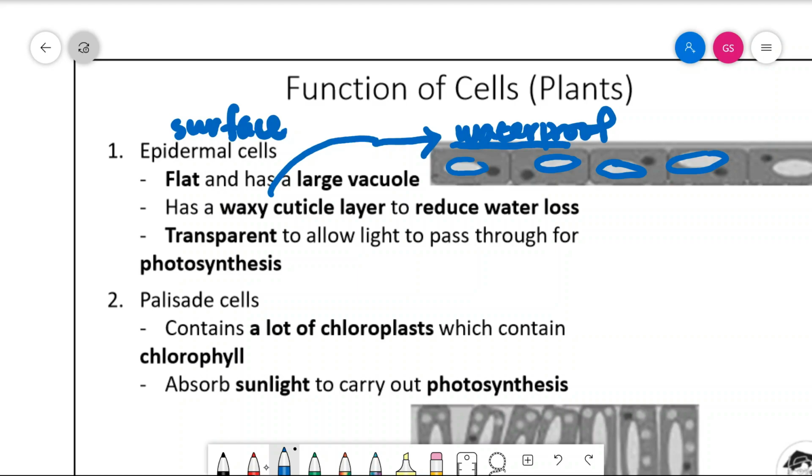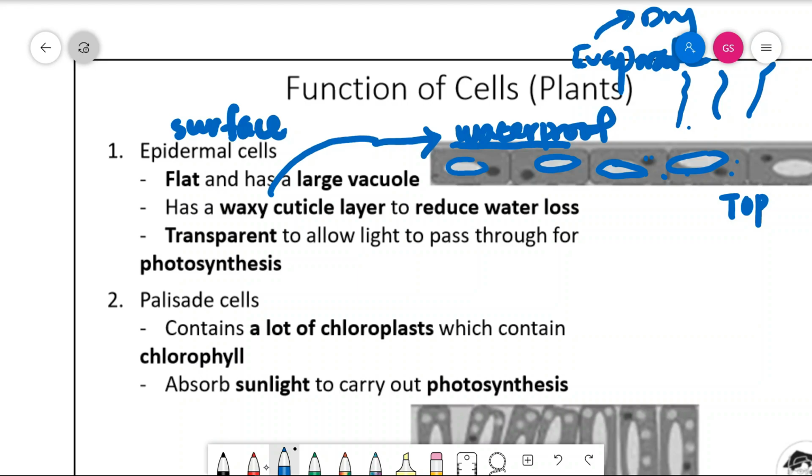And since it's waterproof, the function of this layer is to what? To reduce water loss. Why? Because this is on the top of the leaf. Then there are going to be water droplets here, which will what? Evaporate. And what happens when it evaporates? The leaf will become dry. Of course, we don't want the leaf to be dry. So we must reduce the water loss so that more water stays inside the leaf, inside the vacuoles, perhaps. Okay, so it won't dry out.